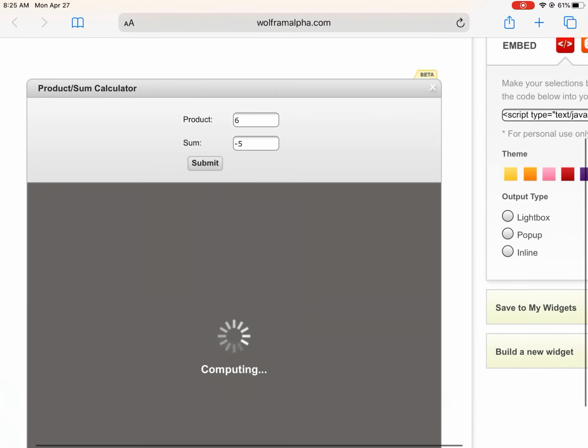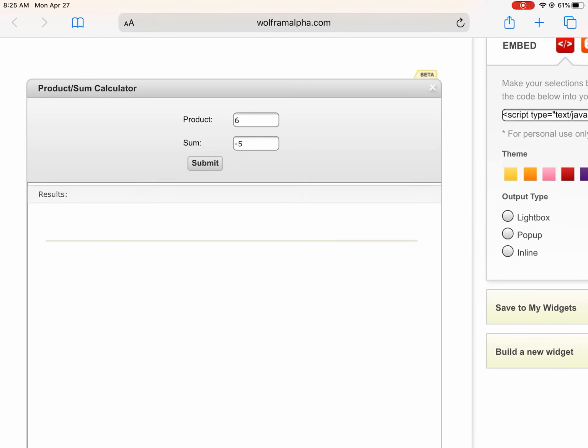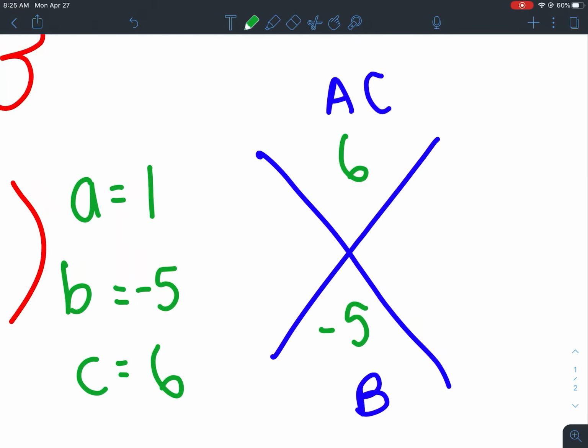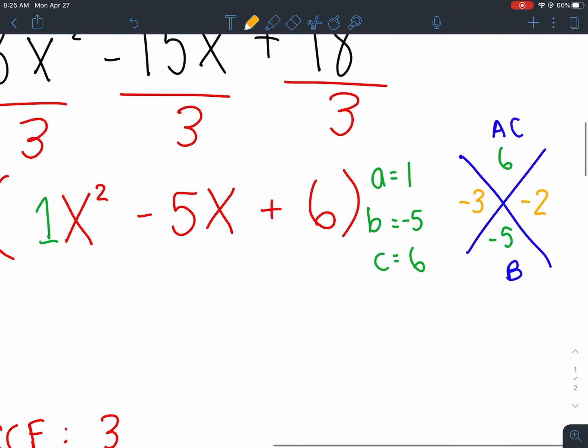And then I'm going to hit submit. Now when I do this, it's going to give me 2 sets of answers. It's going to give me negative 3 and negative 2, or negative 2 and negative 3. Notice they're the exact same numbers, so it doesn't really matter the order that you write this in at all. So I'm just going to go ahead and pick the first one, negative 3, negative 2. So negative 3 and negative 2 are my special numbers that go on the sides here.